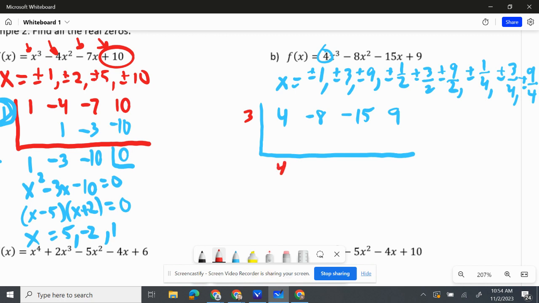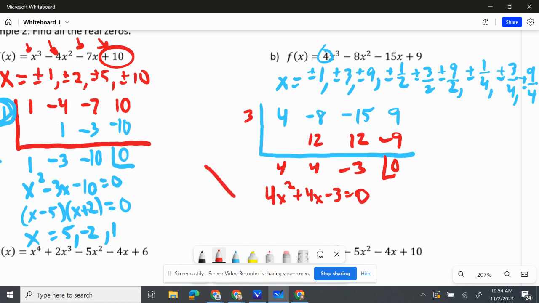4, we bring down the 4. 3 times 4 is 12. That gives us 4. 3 times 4 is 12. That gives us negative 3. 3 times negative 3 is negative 9, and that gives us a 0. So it worked. A lot nicer when it works the first time, but it doesn't always work out that way. When we write it, what we have is 4x squared plus 4x minus 3 equals 0.